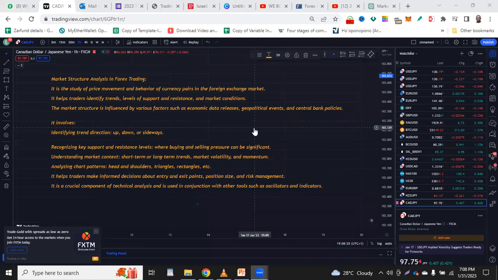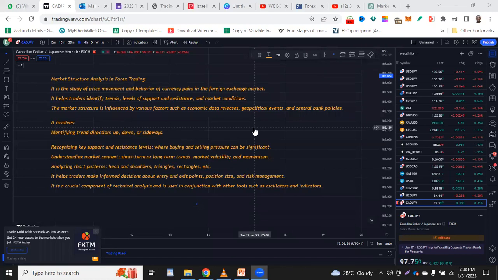Now when we talk about support and resistance, some people know it as supply and demand. That's basically the same thing. Support and resistance is supply and demand. No, resistance is supply. Support is demand.